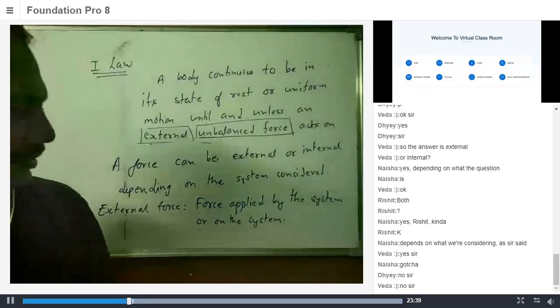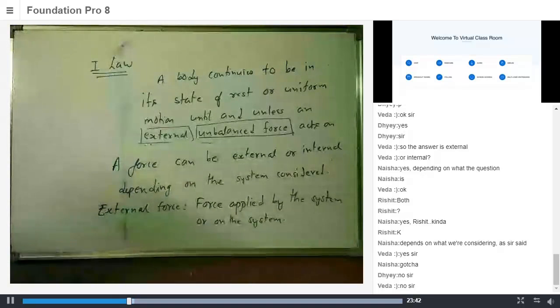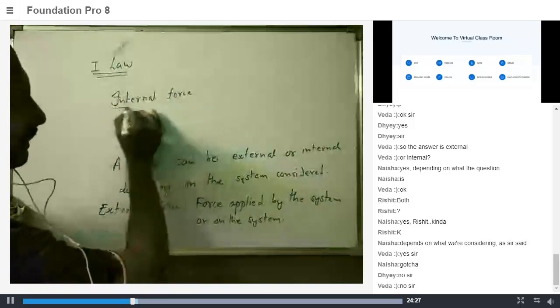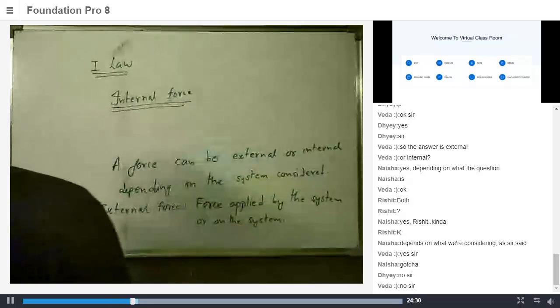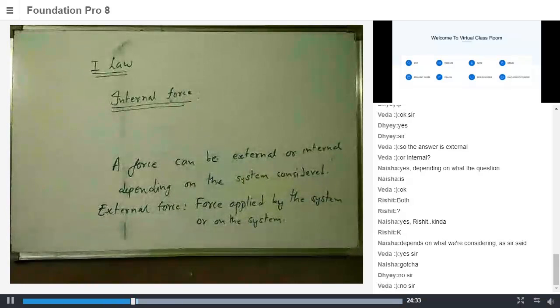You can quickly scribble it down. So a force can be external or internal depending on the system considered. That's the first thing. Second thing, how do we define an external force? Once the system is defined, external force is force applied by the system or on the system. So if you and your friend are two systems, you pushing your friend or your friend pushing you, both the forces are external force. But if both of you are pushing each other and both of you together are the system, then it is internal.